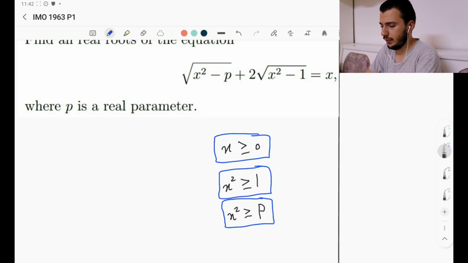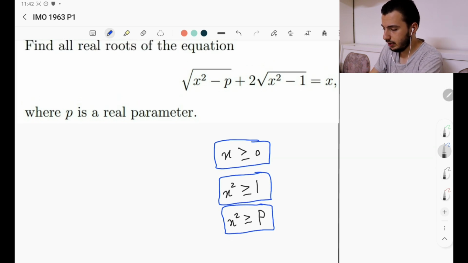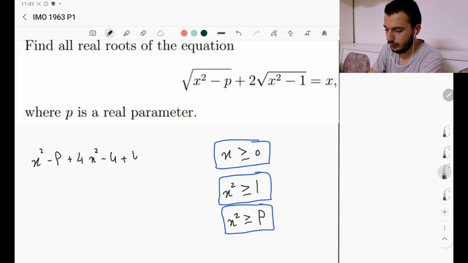Alright, so let's do that. If we square both sides, we'll be having x squared minus p plus 4 times x squared minus 4. Of course, plus 2 times 2, which is 4, times the square root of x squared minus 1 times x squared minus p, which is equal to x squared.